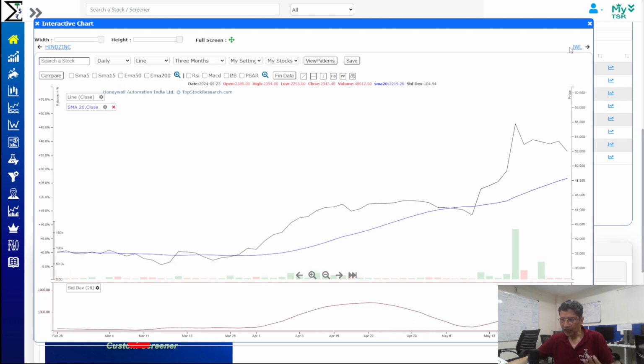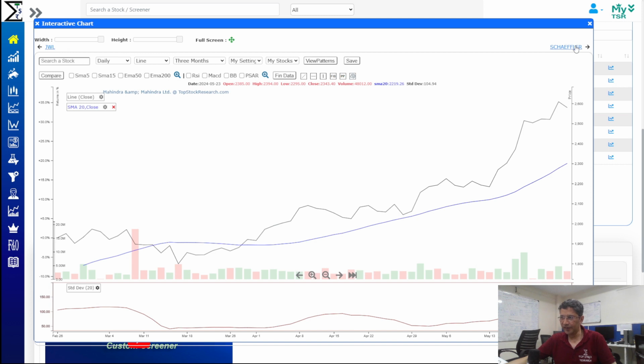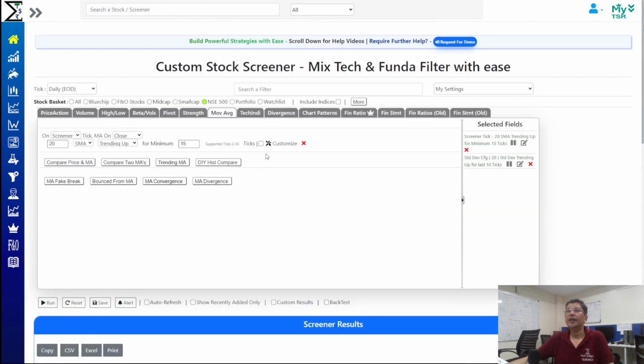See, even though it is highly volatile, using the right set of combinations may yield pretty favorable results, right? So it's a very interesting thing, relating standard deviation with moving average. Okay, then what about trending down?